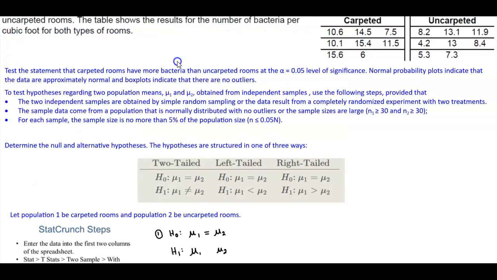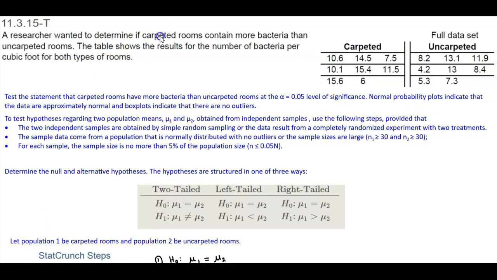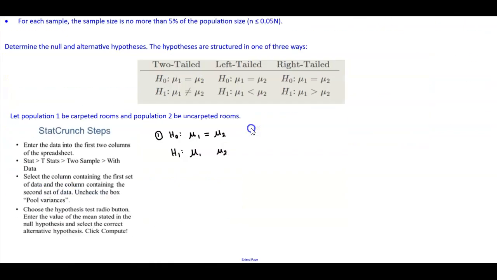The alternative is going to be the claim that's in the question itself. So let's go back to the top. It says a researcher wanted to determine if carpeted rooms, which is population mean 1, contain more, meaning greater than, the uncarpeted rooms, which is population mean 2. So that means we're going to have greater than here. So now step 2, we know it's going to be a right tail. And then step 3, we know that the significance level is going to be 0.05.